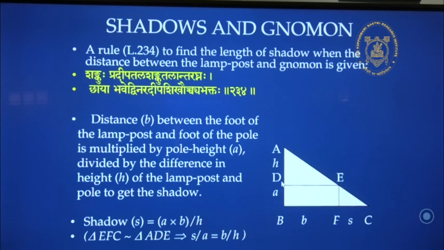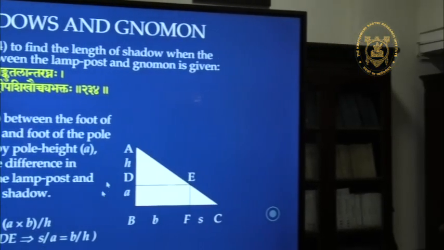Shadow is same as A into B divided by H. This H is the difference in the height between the lamppost and the pole. H is this distance AD, and A is the height of the pole, and B is the distance between the pole and the lamp, and this is the shadow. So, the shadow is given as A into B by H. So that is what is given here. Distance between the foot of the lamppost and the foot of the pole is multiplied by the pole height, divided by the difference in the height of the lamppost and the shadow.